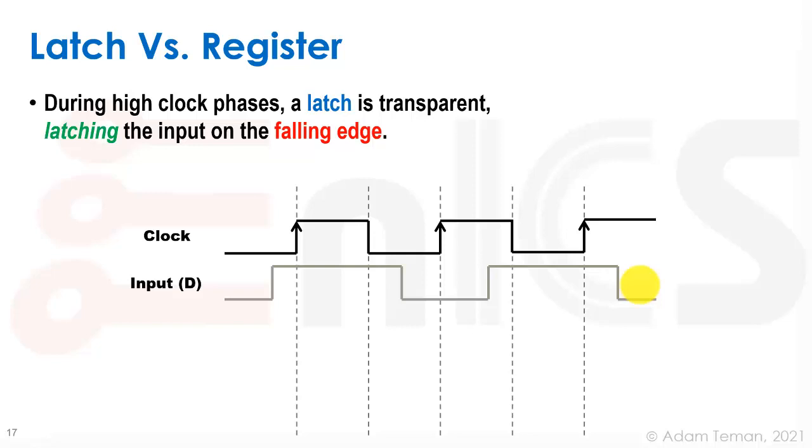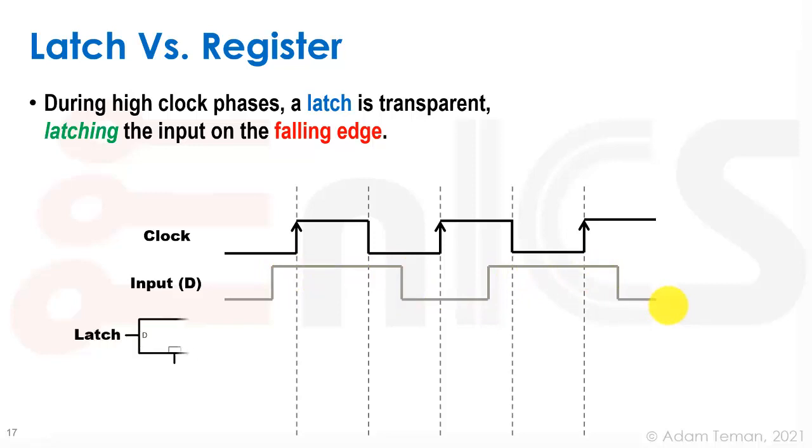So when we discuss latches versus registers, let's see how it works. During the high clock phase, a latch is transparent. Again, this is a positive latch, latching the input on the falling edge. This is kind of odd: when we have a positive latch, it actually latches, or samples, the input on the falling edge. So we have here the clock, which keeps going up and down, and we have some sort of an input that we just drew. It doesn't really matter what the input is, but we will see what happens.